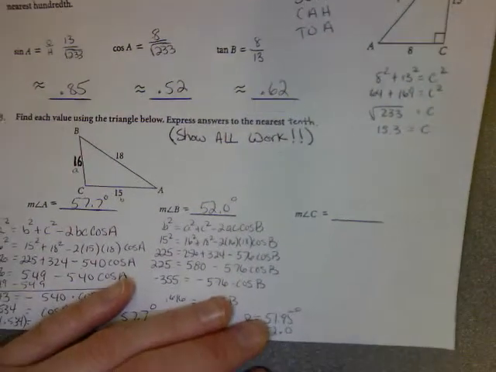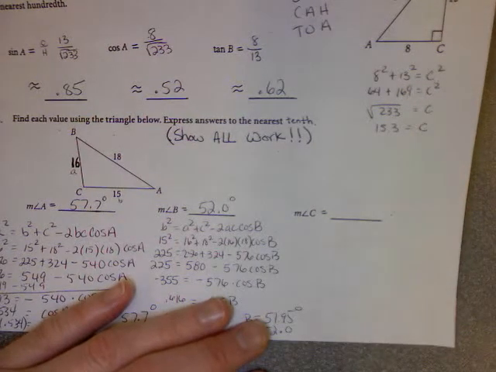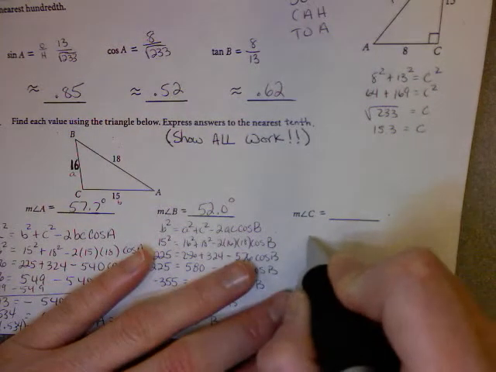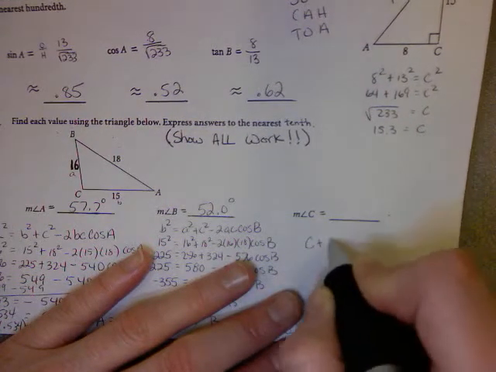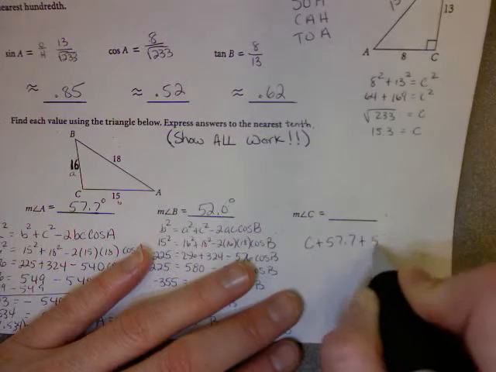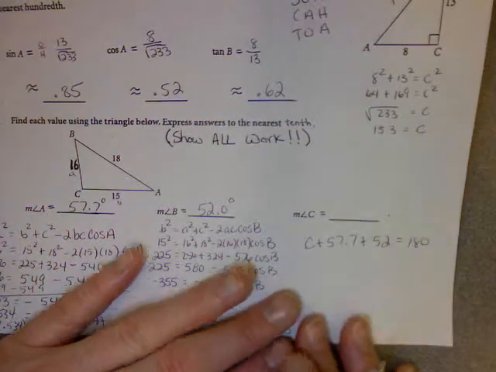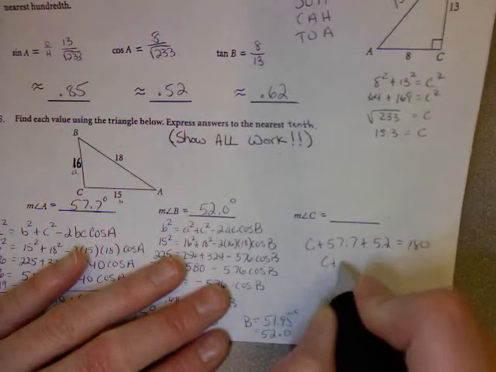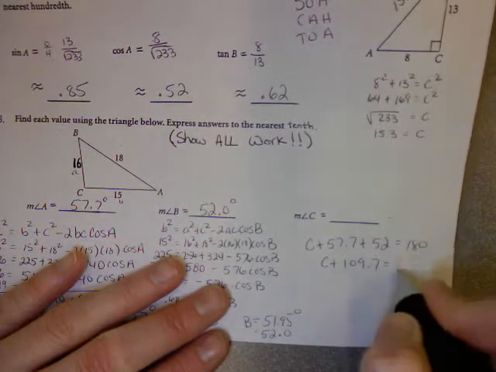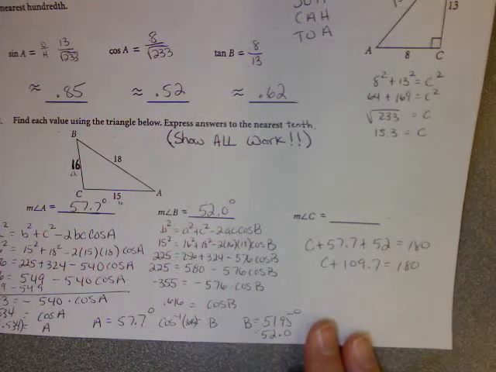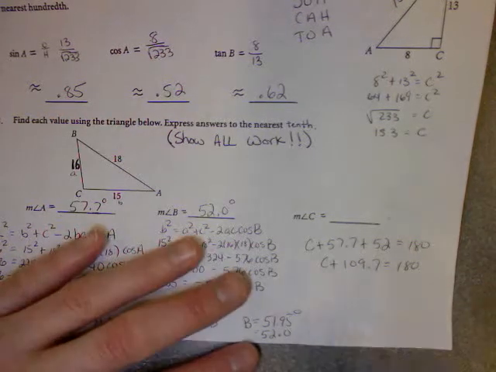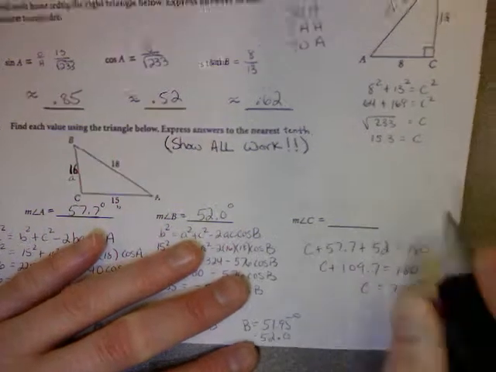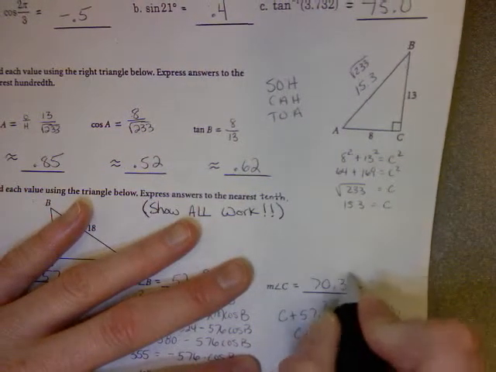And to get angle C, all three of these angles have to add up to 180 degrees, so we can just do angle C plus 57.7 plus 52 has to equal 180 degrees. Solve that equation. 57.7 plus 52 is 109.7. So subtract 109.7 from 180. And that's 70.3 degrees. So C is approximately 70.3 degrees.